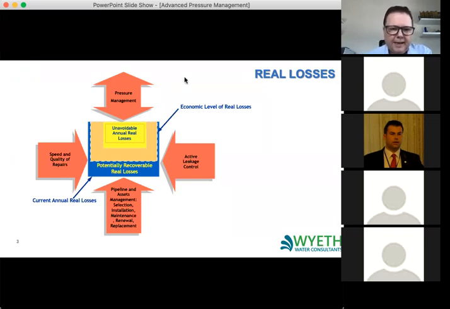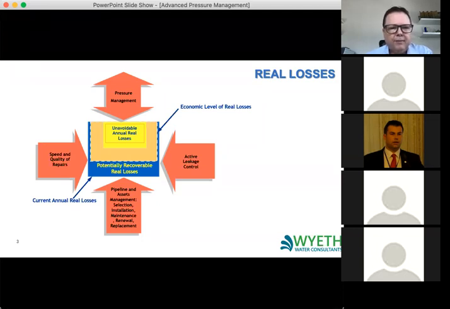Then the yellow box, the small yellow box in the middle, is actually your unavoidable annual real losses. So we can't feasibly get down to 0 on our leakage. There's always going to be a small amount of background leakage on our pipe networks. So the unavoidable is the level that if we did our real best, that's what we could get down to.